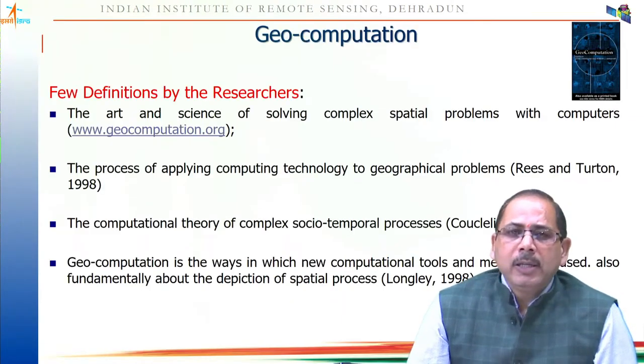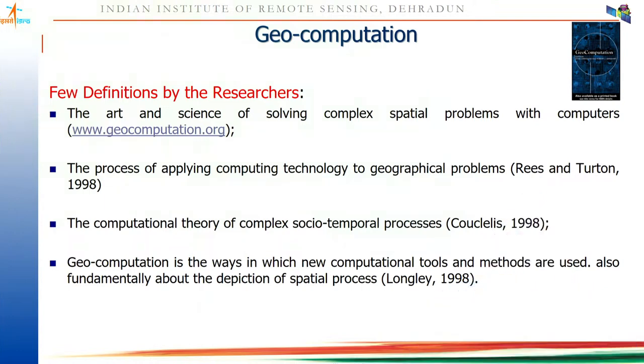So let us start with the basic concept of geocomputation. If you try to understand this term, it is made of geo and computation. These are the two words we are combining together. When I say geo, that means it is related to geography or geographical data, and computation is computation, where we'll be talking about computation with geographical data.